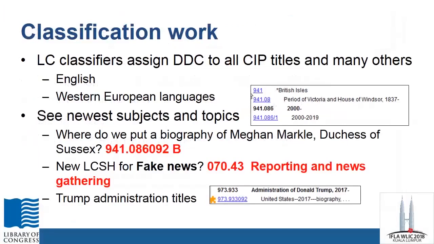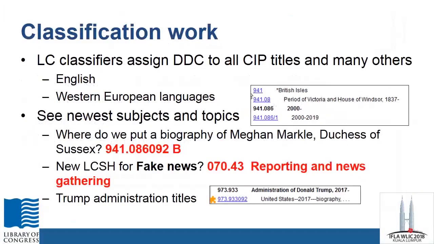And because we see the CIP titles, the Cataloging in Publication, the newest material coming through because it hasn't even been published yet, we see the newest subject topics. And so we get the questions already thinking, where do we put the biography of Meghan Markle, who's now, of course, the Duchess of Sussex? Where are we going to put fake news? And in fact, the Library of Congress established the official subject heading, fake news.